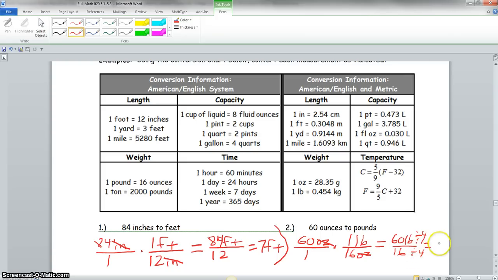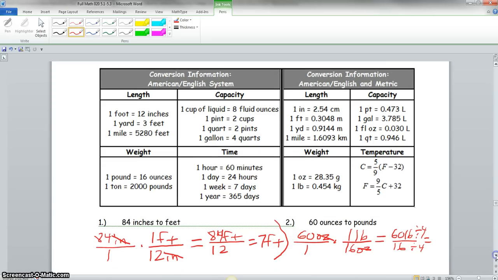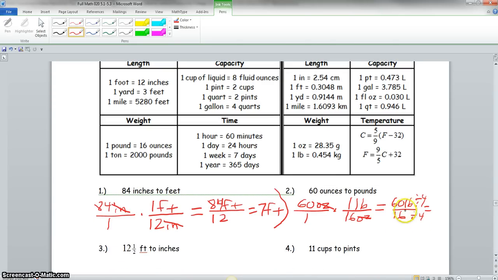And we will end up with, let me scroll down a little bit here. So we need a little bit more room. 60 divided by 4 is 15, and 16 divided by 4 is 4. And that's 15/4 pounds. Okay, so this is your final answer.